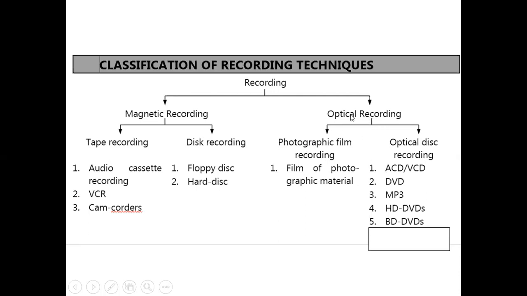Optical recording, again, is classified in two forms: photographic film recording. We used to have this type of recording in studios almost 25 to 30 years back, but nobody is using this type of optical recording nowadays. But since the optical fundamentals are used for recording the data or information, that's why it comes under optical recording, that is photographic film recording. Nobody is using it nowadays. The second type is optical disc recording.